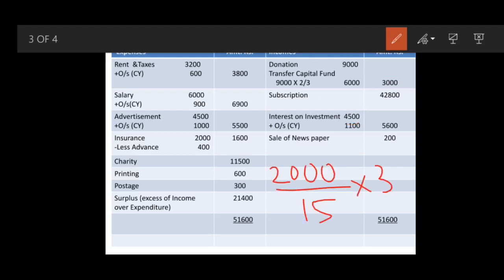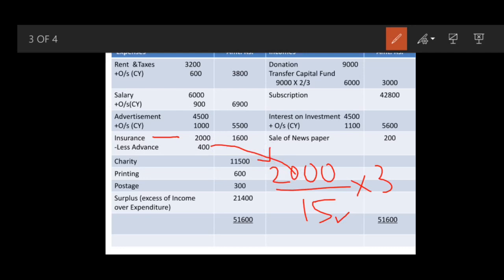So in the insurance it is shown as 2,000 rupees. In the income and expenditure we have to write down insurance in a column 2,000. Now this is given 2,000 is for how many months? We have to take for only 12 months outside, but they had given 15 months. How come 15 months? 12 plus here it is mentioned 3 months advance. So that way it gives you 2,000 for 15 months. So 2,000 divided by 15 multiplied by 3 months. Whatever is advance we have to take it out. So 400 will be your advance.